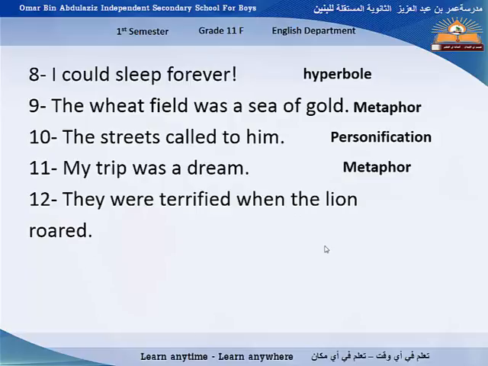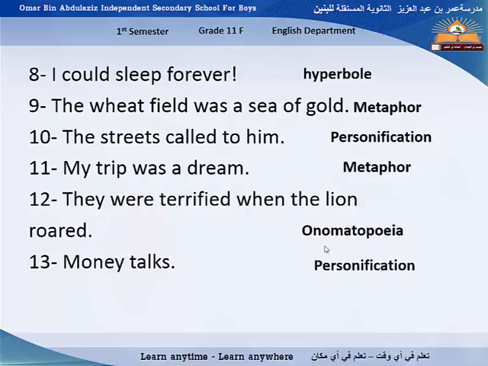They were terrified when the lion roared. Notice the verb here, roared. So it is very good. Onomatopoeia. Thank you. Money talks. Talking is a human trait, and it was used with money. So it is personification.